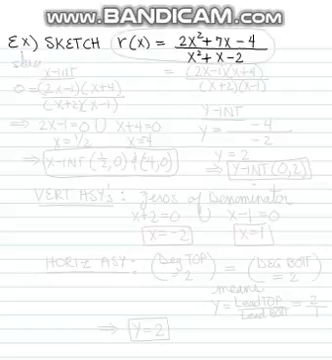Here we're just asked to sketch this rational function r of x equals 2x squared plus 7x minus 4 over x squared plus x minus 2. Now the first thing we want to do is find our intercepts. So let's start with the x-intercept.